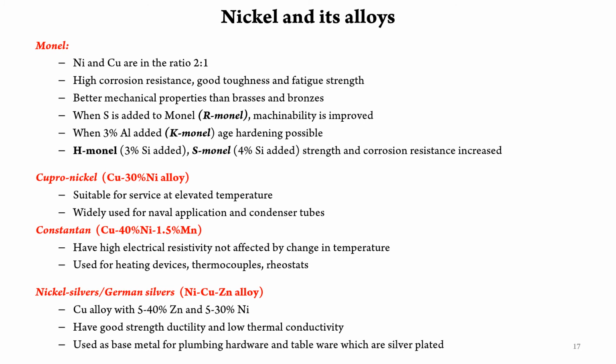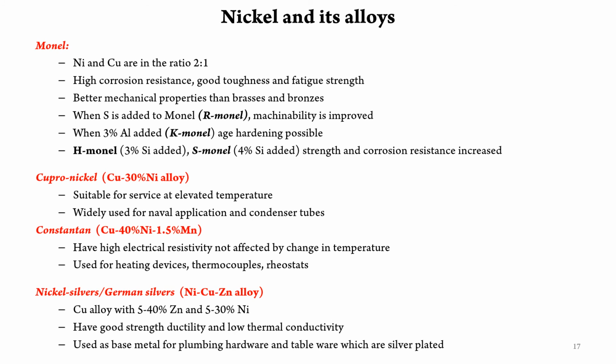The next alloy is cupronickel. That is, it's a combination of copper and 30% nickel alloy. It is suitable for service at elevated temperature. Cupronickel is used for elevated temperature purposes. It's widely used for naval applications and condenser tubes.